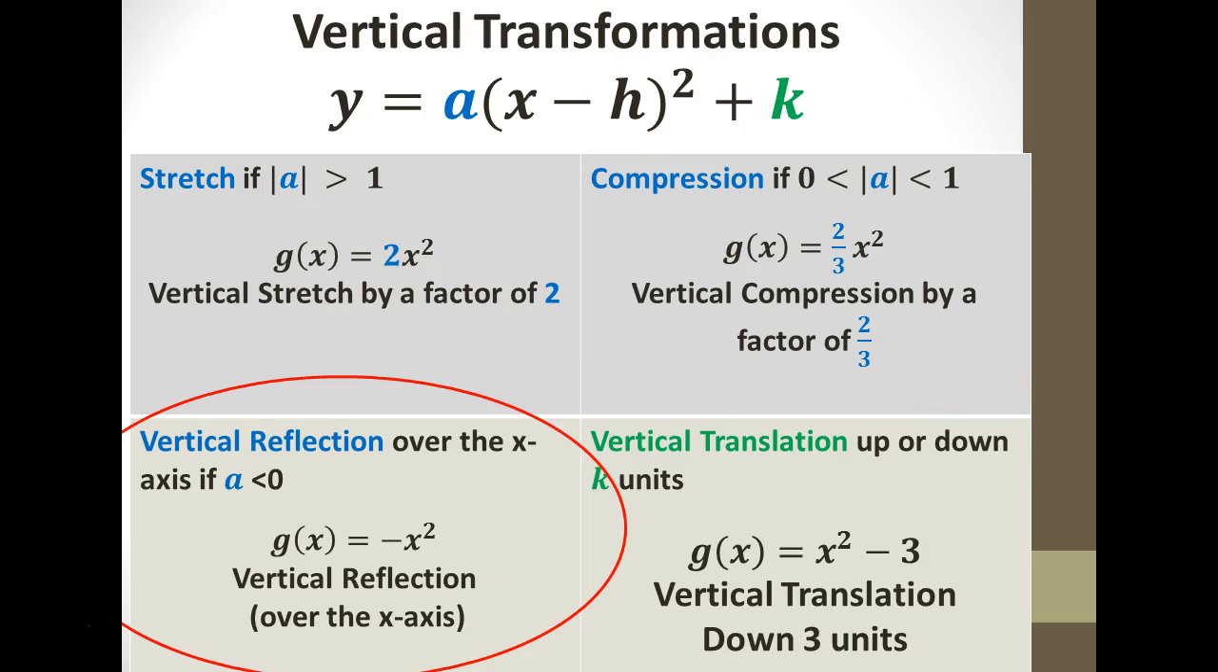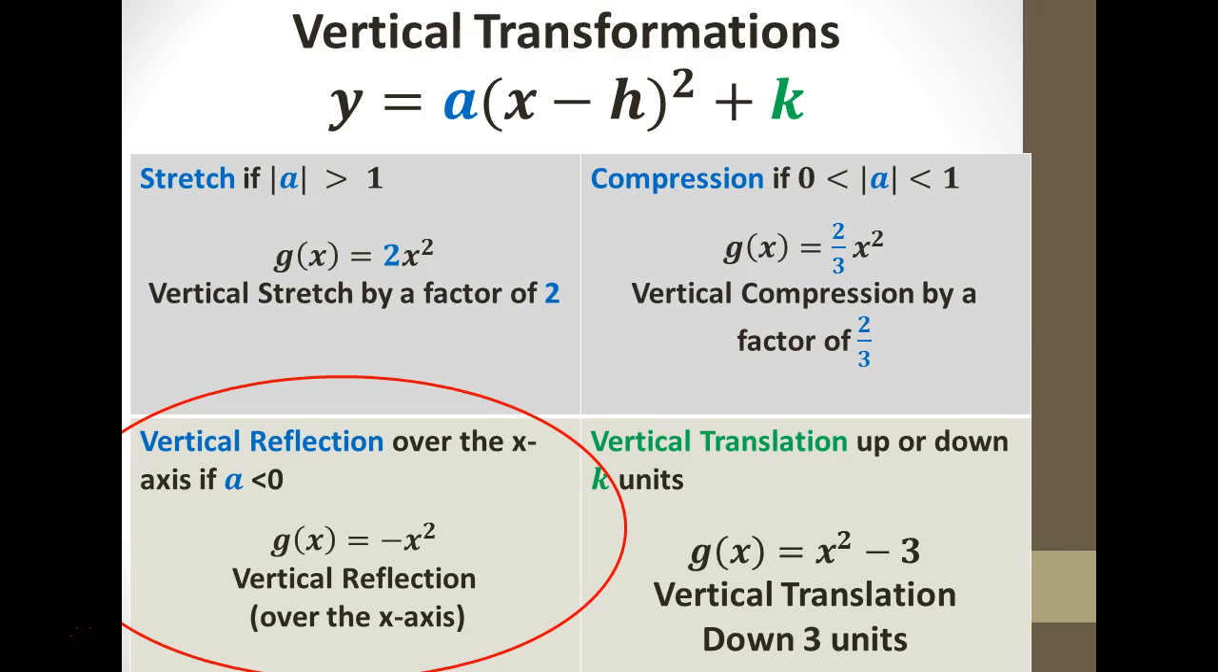Our next vertical transformation is vertical reflections. Now, you're very familiar with this. If a is negative, it is a vertical reflection, or you might also say it is a reflection over the x-axis. You're familiar with this from quadratics.